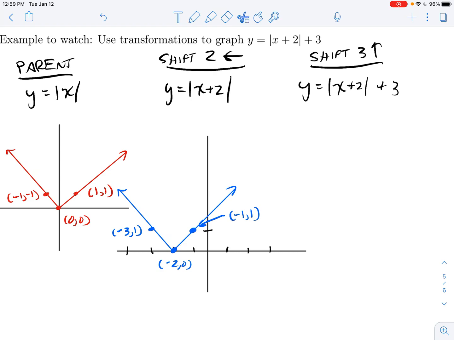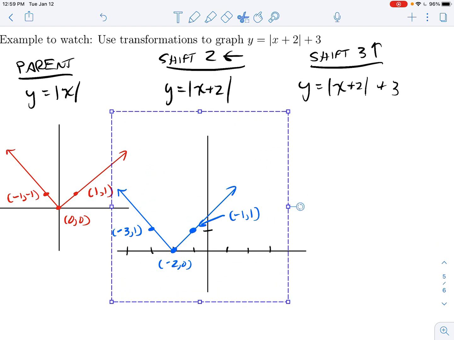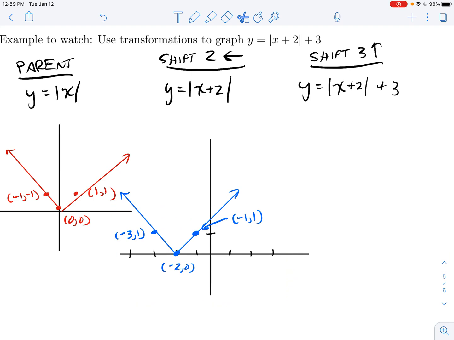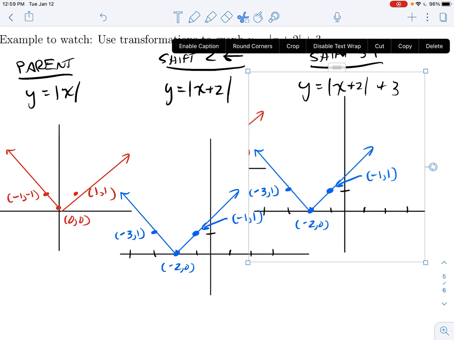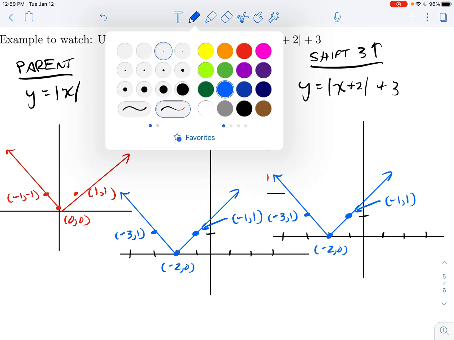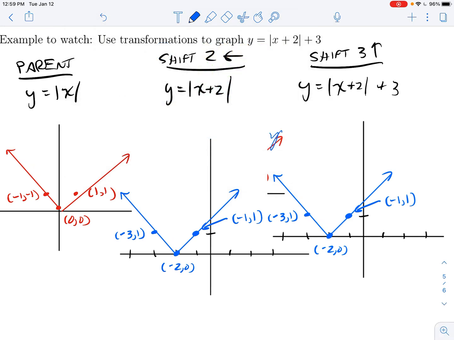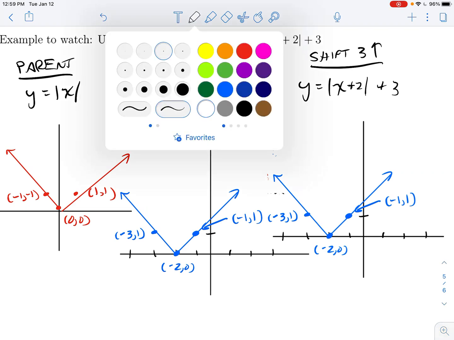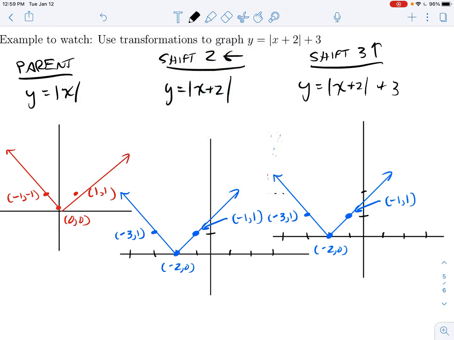All right, so I guess what I could actually do here is I could try just making a copy of this. So now I could say, well, what happens to that blue graph if I shift it up 3 units? And as before, we can just pay attention to where individual points go.